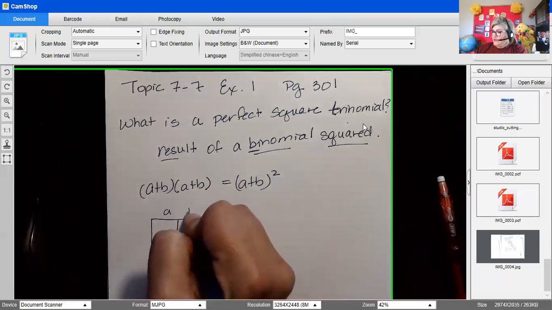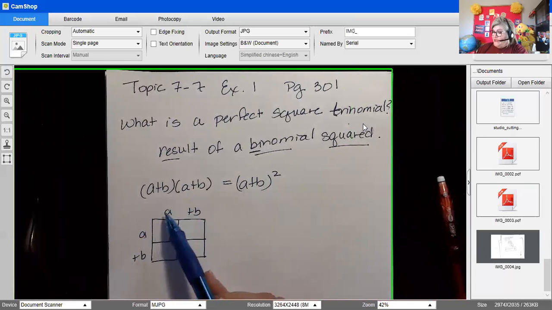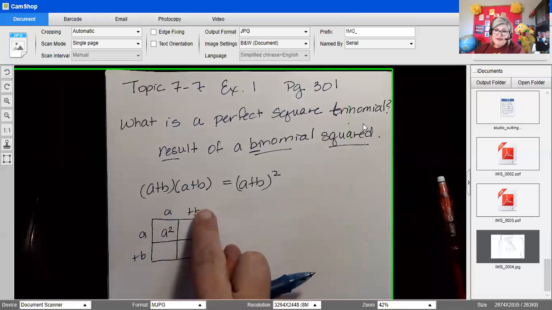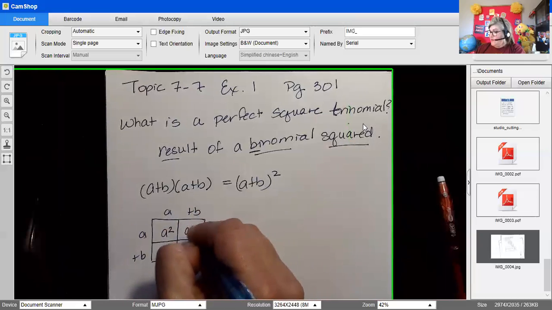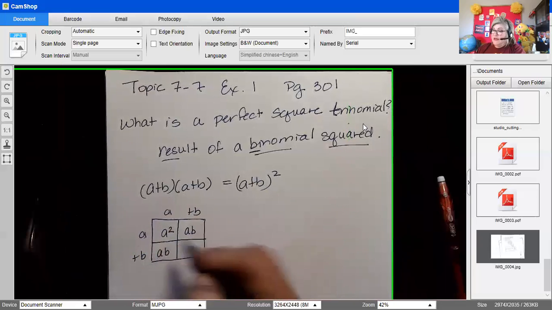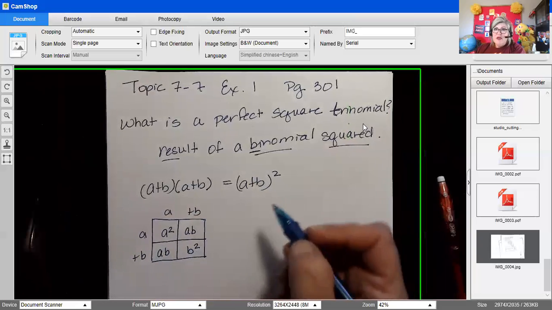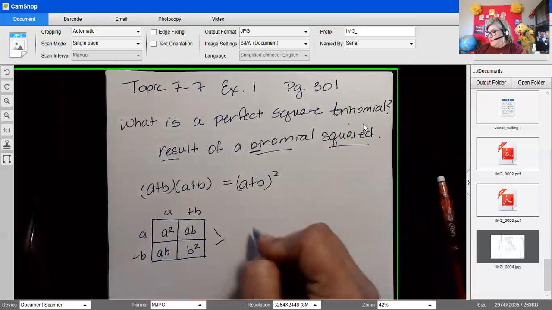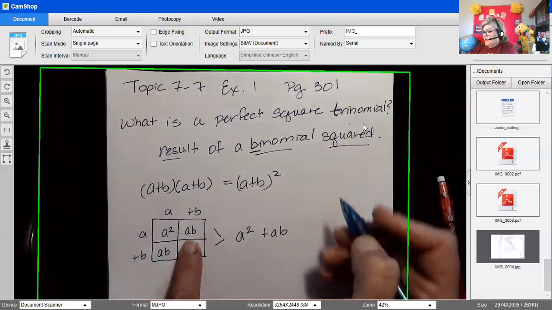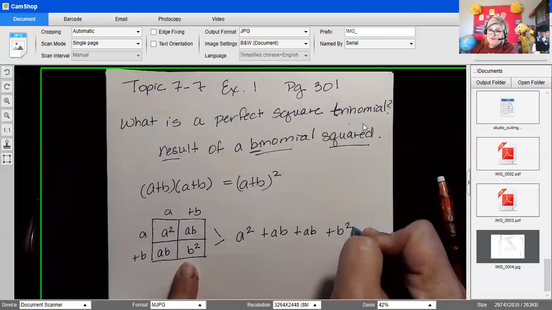So we have a plus b times a plus b. So a times a is a squared, a times b is ab, a times b is ab, and then b times b is b squared. If we bring that out of the box, we have a squared plus ab plus ab plus b squared.